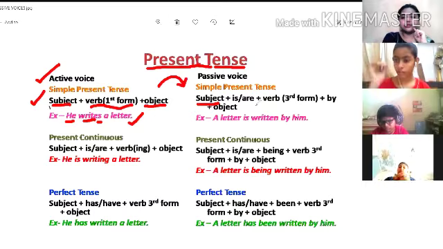Umeed, pay attention. Don't look here and there. This chapter is very important.